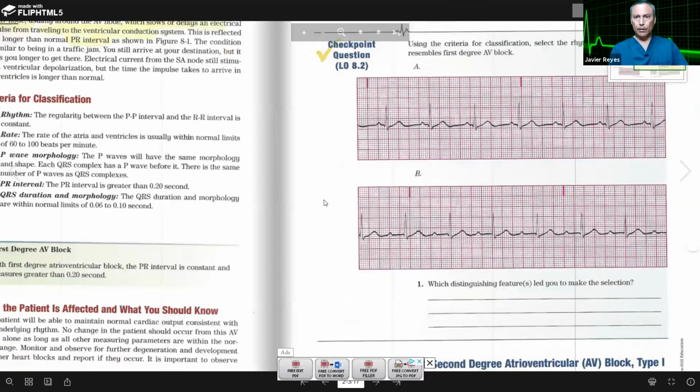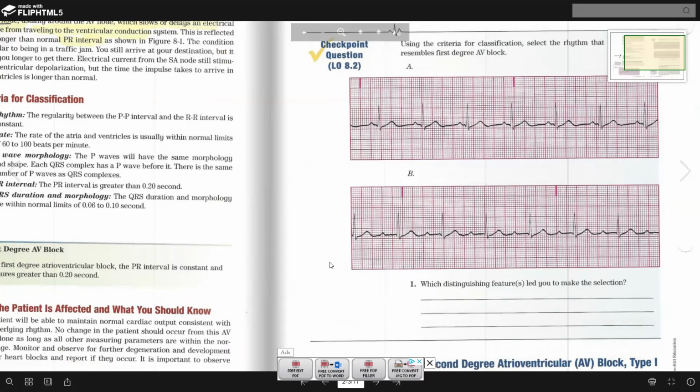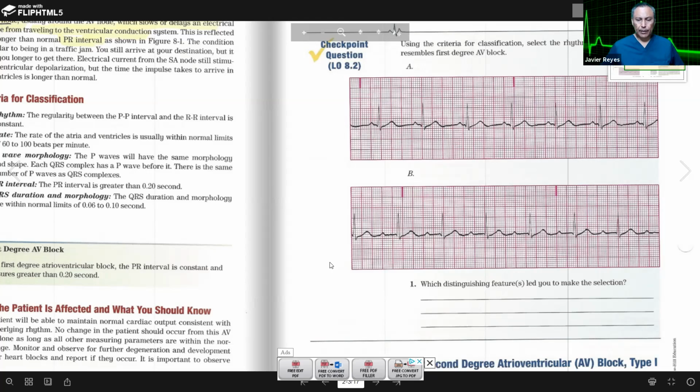Where is the block? A or B? It's pretty obvious, right? B? B is correct. You see the prolonged PR interval? Yeah. So remember to make yourself some index cards with the different criteria and highlight the difference, what makes that rhythm unique. Why does it make it different than the other ones?